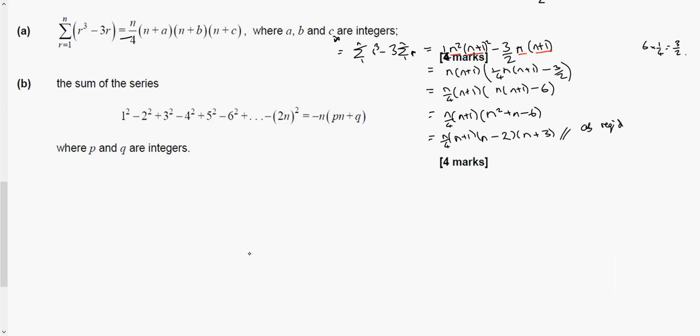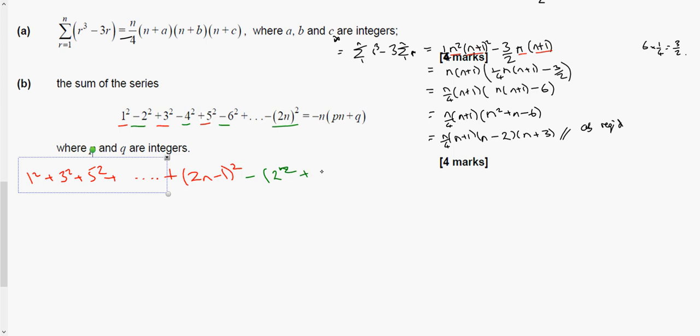Right, the second part of this was quite tricky and very few people actually got this one. So now we're doing a series. Now the best way with this is to see that there are 2 different series going on here. There's the odd squares and the even squares. So if we just look at this, we're doing 1 squared plus 3 squared plus 5 squared plus, and the last odd number we're going to add is going to be 2n minus 1 squared, and then we're going to take off the sum of the squares of the even numbers, and that's going to go up to 2n squared.